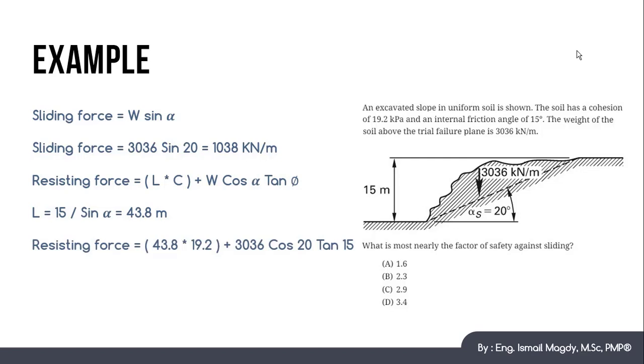So the resisting force will equal 43.8, which is L, multiplied by 19.2, which is the cohesion, plus 3036, which is the weight, cosine 20, which is alpha, tan 15, which is phi. All of this will equal 1606 kilonewton per meter. So the factor of safety will equal 1606 over 1038, which equals 1.55. So the closest answer is A, which is 1.6.